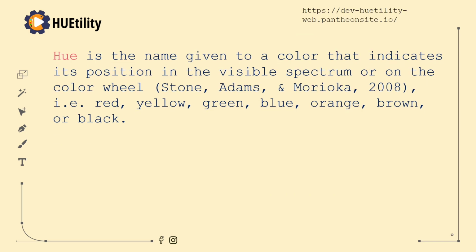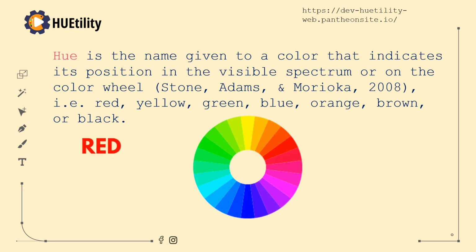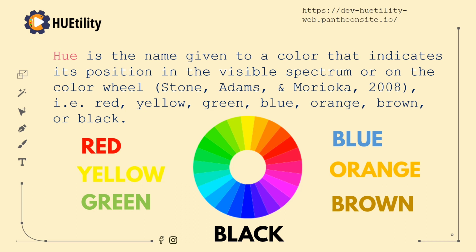Moving on with the terminologies, we have hue, which is the name of a color that indicates its position in the visible spectrum or in the color wheel. For instance, red, yellow, green, blue, orange, brown, and black.